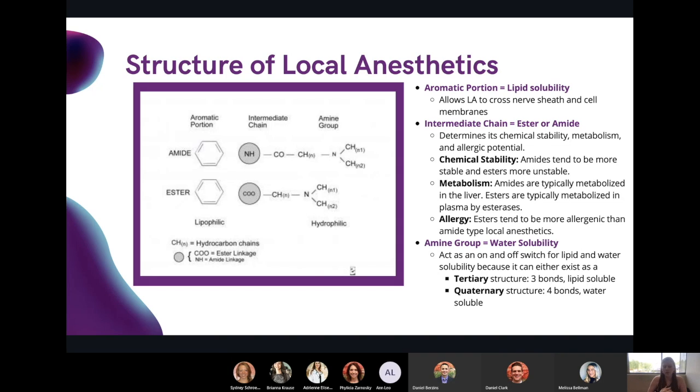The aromatic portion of local anesthetics determines its lipid solubility, which allows anesthetics to cross nerve sheaths and cell membranes. The amine group is the hydrophilic portion or the water-soluble portion. This acts as an on and off switch for lipid and water solubility, which depends on the number of bonds attached to it. It exists as a tertiary amine with 3 bonds and is lipid soluble, or it can also exist as a quaternary amine with 4 bonds and be water soluble.